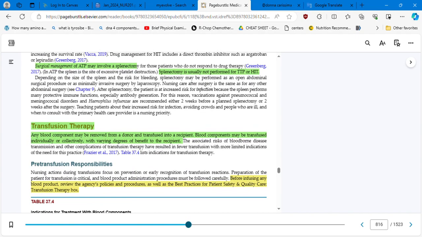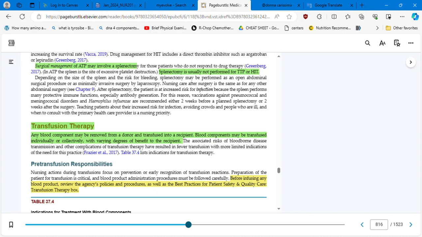Surgical management of the autoimmune type may involve a splenectomy for those patients who do not respond to the drug therapy. In this particular type, the spleen is the site of excessive platelet destruction. So splenectomy is usually not performed for TTP, for the thrombotic, or for the heparin type. Let me repeat. A splenectomy is going to be performed only for the autoimmune type of thrombocytopenic purpura, not for the thrombotic or the heparin-induced type.